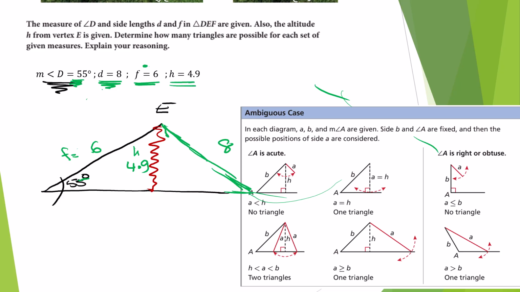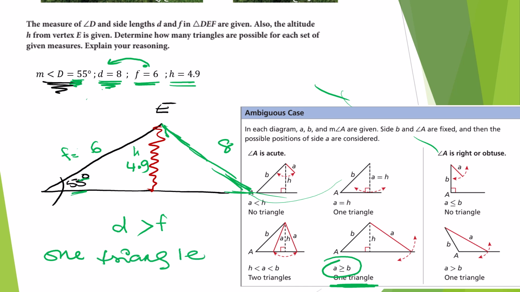Now let's see the relationship between the D and F: the side D is bigger than F. If side D is bigger than or equal to F, we will have one triangle. You can look at the fourth case in the acute triangle. In that case we will have one triangle. Why one triangle? Because 55 will be the largest angle, and opposite to that angle will be the largest side. So yes, in this case we can create one triangle.